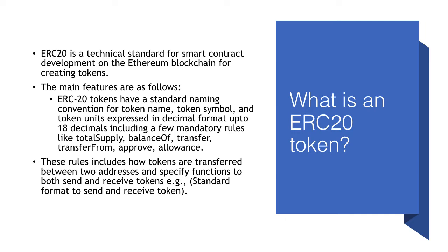What is an ERC20 token? An ERC20 is a technical standard for smart contract development on the Ethereum blockchain for creating tokens. The main features of the ERC20 technical standard are as follows. ERC20 tokens have a standard naming convention for token name, token symbol, and token units. They are expressed in decimal formats of up to 18 decimals, including a few mandatory rules like totalSupply, balanceOf, transfer, transferFrom, approve, allowance, etc. These rules include how tokens are transferred between two addresses and specify functions to both send and receive tokens. For example, the standard format to send and receive tokens.